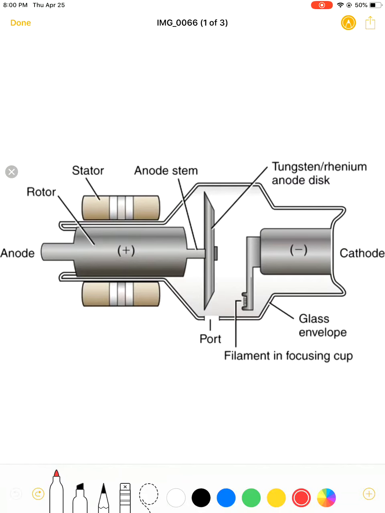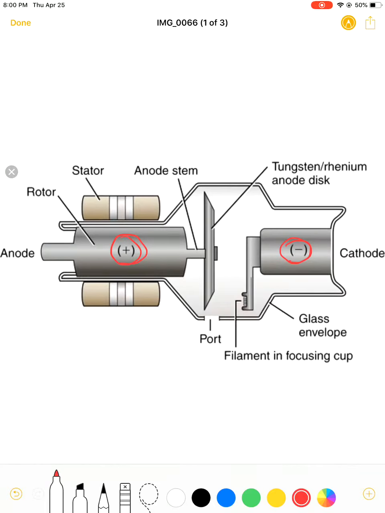This video is going to demonstrate how X-ray photons are produced by Brems and characteristic interactions. As we know, X-ray photons are produced in the X-ray tube. They are produced when the electrons travel from the negative side, which is the cathode side, to the positive side, the anode side.